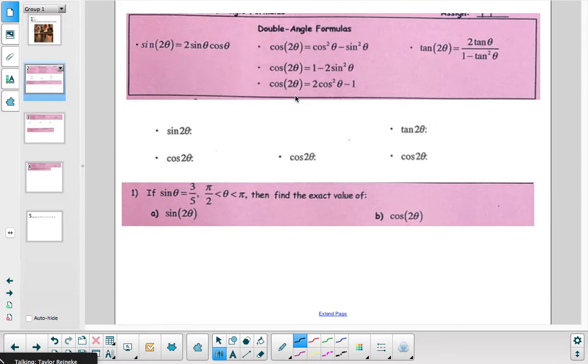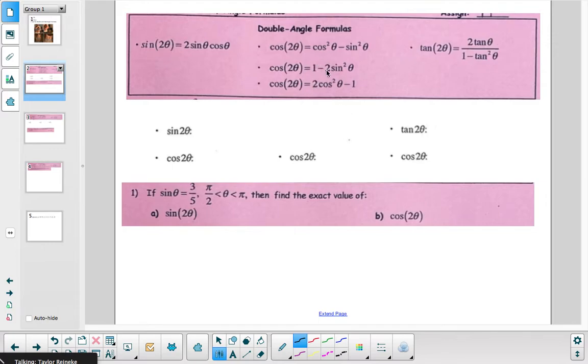And if you ever get stuck on these, you could always revert back to the sum of two angles, right? If I did sine of theta plus theta, that's the same thing as sine of 2 theta. Cosine of theta plus theta is going to be cosine of 2 theta. Same thing with tangent. We aren't going to practice tangent, but this is it.